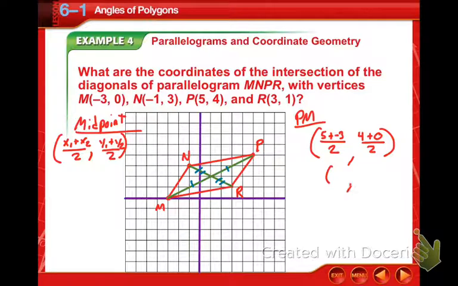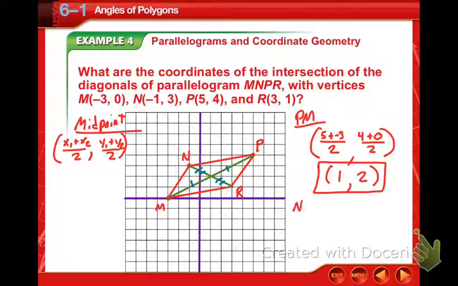5 plus -3 is 5 minus 3, which is 2, and 2 divided by 2 is 1. 4 plus 0 is 4, and 4 divided by 2 is 2. There are our coordinates, which if you look on the graph is pretty close to where mine is. And I made this using this nice tool that I have. So again, unless you have the most ideal graphing skills, this is the way to go. Okay, now that's for PM.